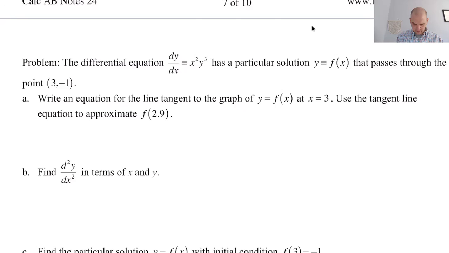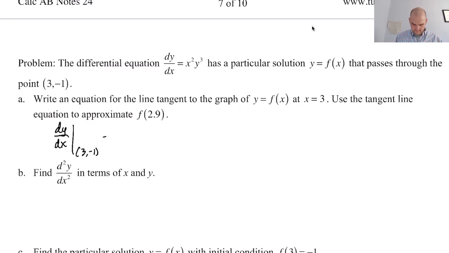So we're going to need the slope, right? So dy/dx at (3, -1) is going to be, our differential equation is this. If x is 3 and y is -1, I think we just get 9 times -1, so -9. So our tangent line is going to be, in point-slope form, y plus 1 equals -9 times (x minus 3).